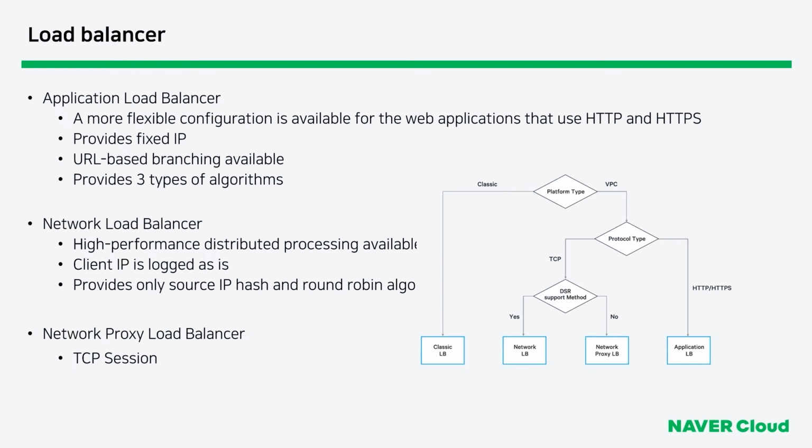Next, if you look at the Network Load Balancer, it supports TCP high-performance processing and logs the client IP as it is. The Network Load Balancer supports the source IP hash and round-robin methods.